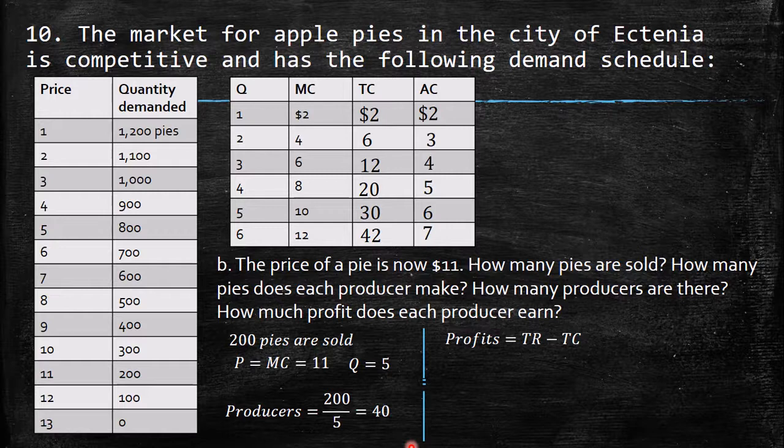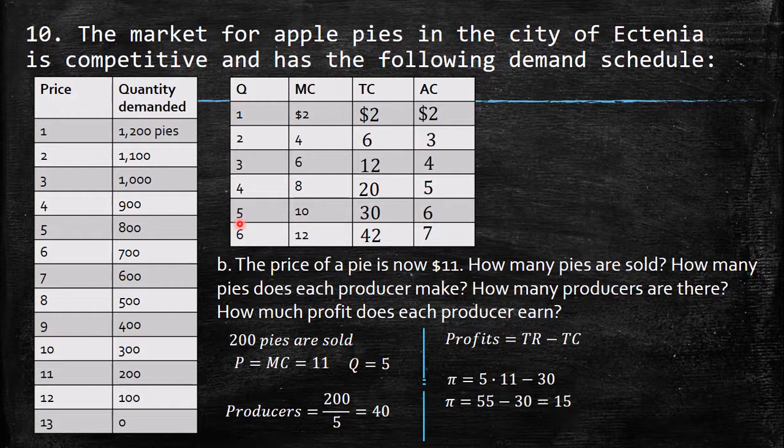Then the profits are defined by the total revenue minus total cost. Then total revenue is going to be 5 times the price, 11, minus total cost. Total cost, 30. Then it's going to be 55 minus 30, which is 25.